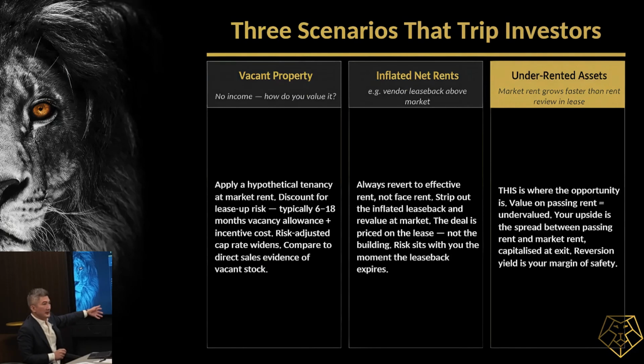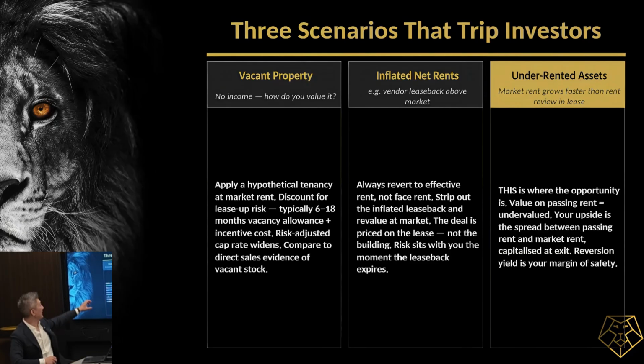Here are three scenarios that a lot of investors trip up on in terms of how to value the property. Scenario number one is you're buying a vacant property. So there's no income. How do you value that property? Going back to the four methods: the cap rates, the sales comparables, the DCFs, and the replacement costs. If it's a vacant property, which method should we use?